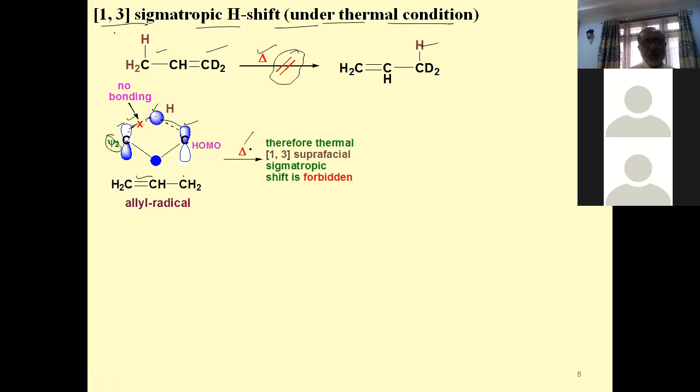So what is our condition? Thermal condition, so this is psi 2. Therefore, the conclusion is that thermal 1,3 suprafacial, coming from the same side, is not getting. The thermal 1,3 suprafacial sigmatropic shift is forbidden.